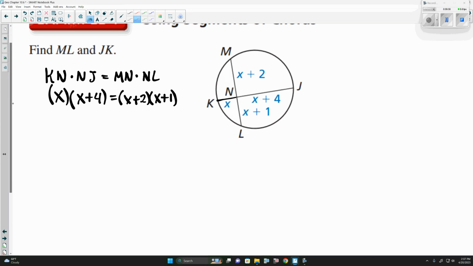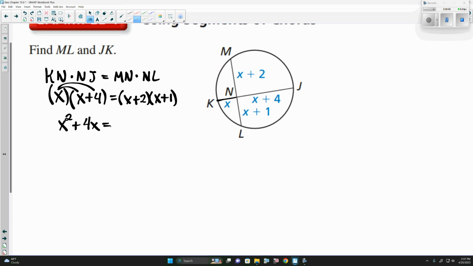And really, after this problem here, we can start at this point. The first thing we can do is distribute x for this here. X times x is x squared, and x times 4 is going to be plus 4x.